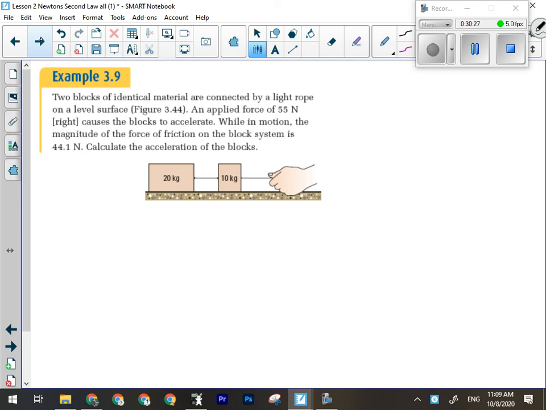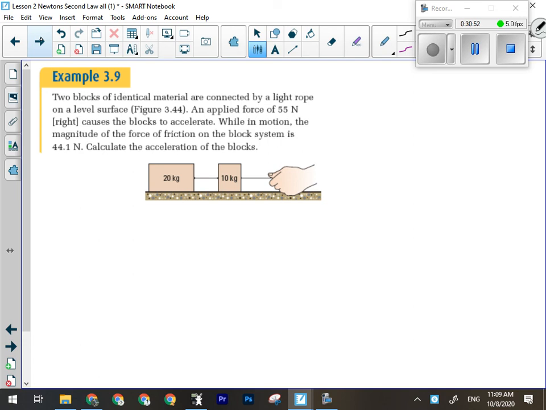Nope. I can consider them to be one mass. I could deal with them individually if I wanted to, but in this situation, it makes more sense to just deal with them as one 30-kilogram object. And the reason for that is, they told me the amount of friction acting on the whole system, not on the 20-kilogram block, not on the 10-kilogram block, but on the whole system.